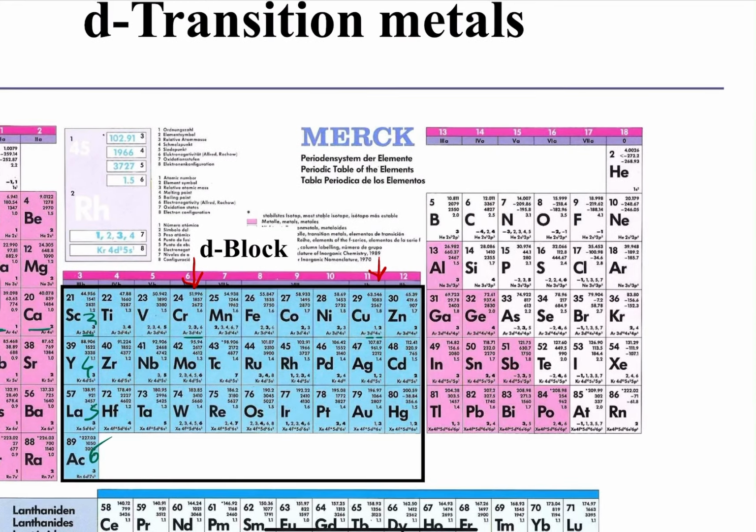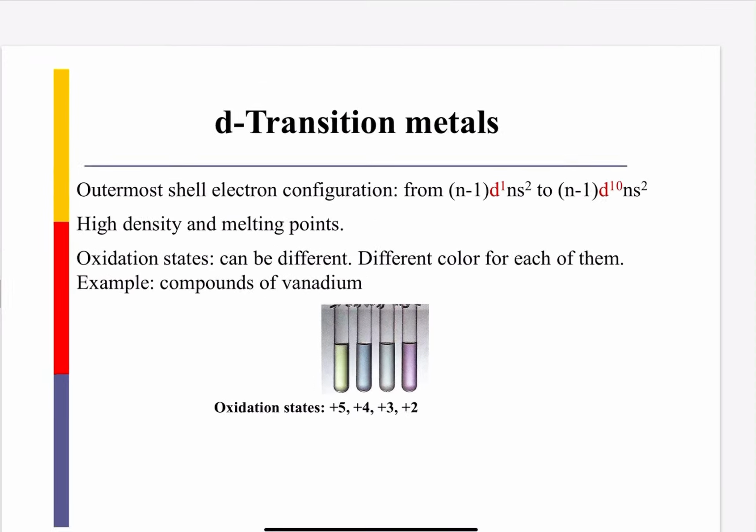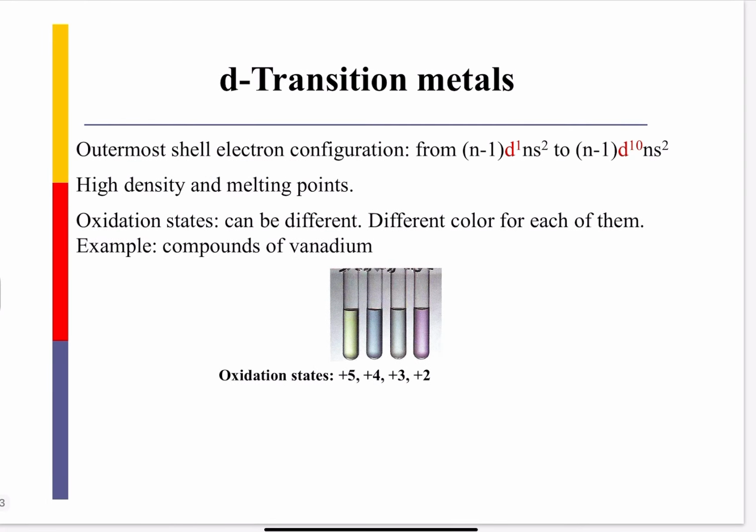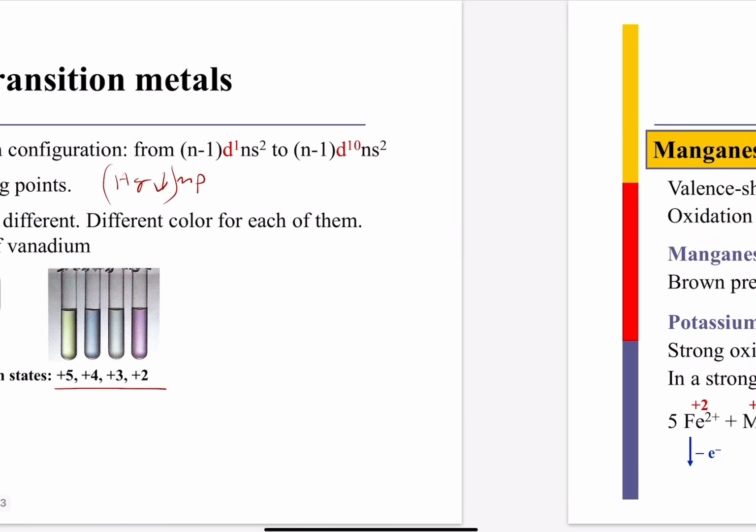Also, the outermost shell electron configuration, as I mentioned, is (n-1)d1 ns2 to (n-1)d10 ns2. They have high density and usually high melting points. There is an exception: for example, mercury has a low melting point. The oxidation state can be different; they have different oxidation numbers. For example, vanadium has 5, 4, 3, 2, with a different color for each of them, which is very good for redox reactions, and we can speak about this.